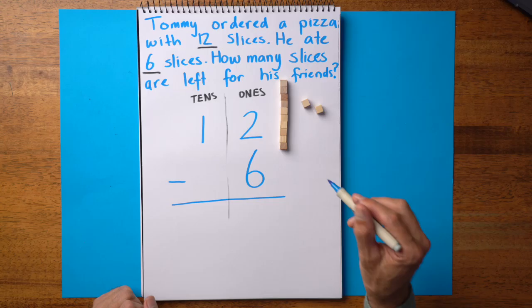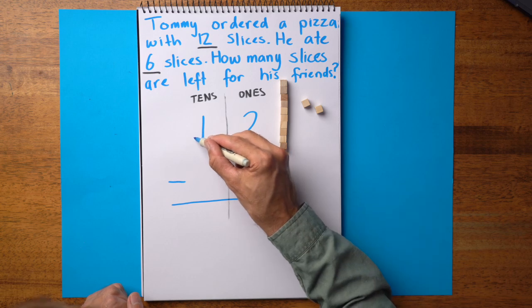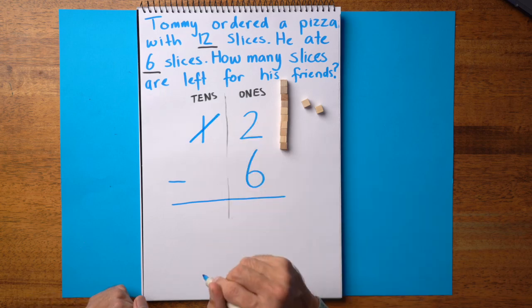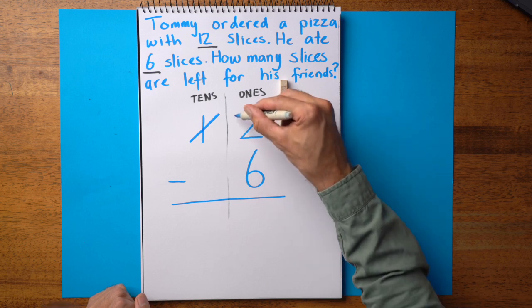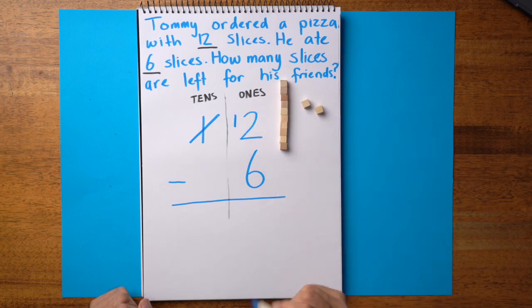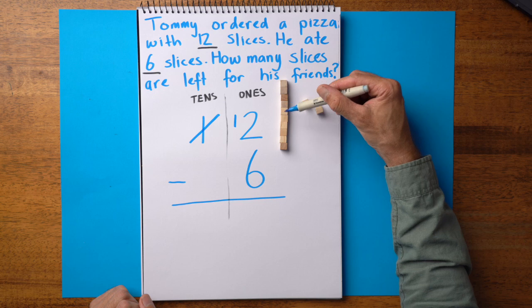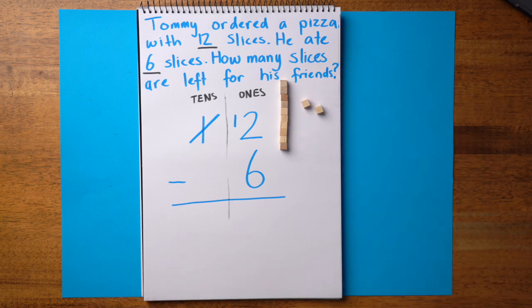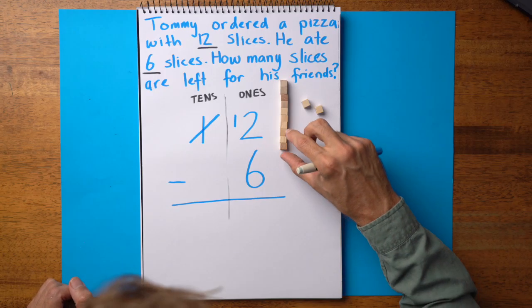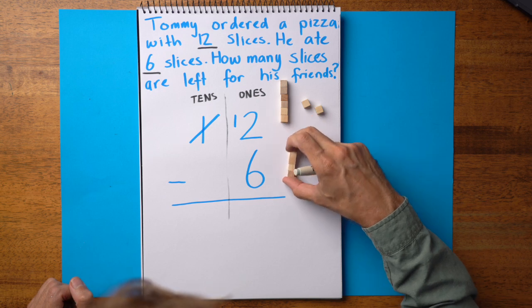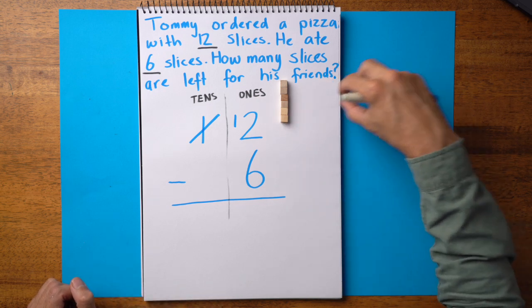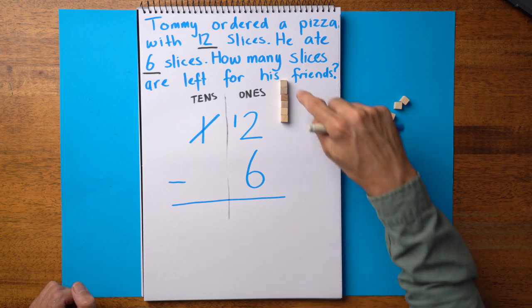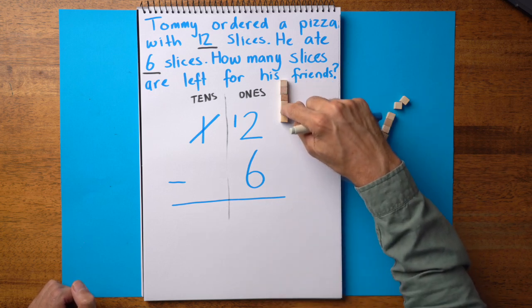Now I'm going to make a little change on my page to show what I've just done. I don't have any 10s anymore, so I'm going to get rid of the 10s. But I now have 12 1s. 1, 2, 3, 4, 5, 6, 7, 8, 9, 10, 11, 12. If I take away 6, that's going to leave me with 6.